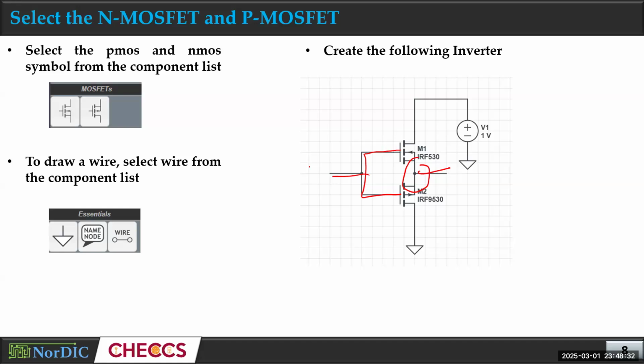Are they flipped? No, this is NMOS and this is PMOS. The arrow that directs outwards, that's NMOS.